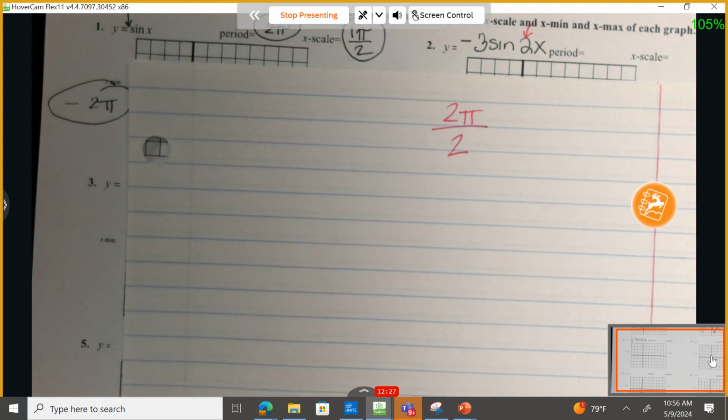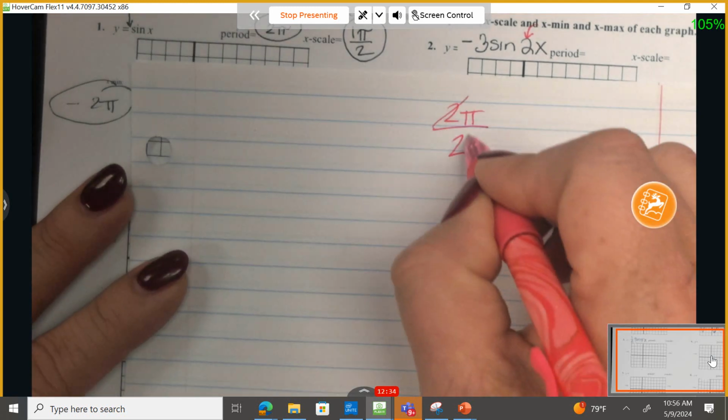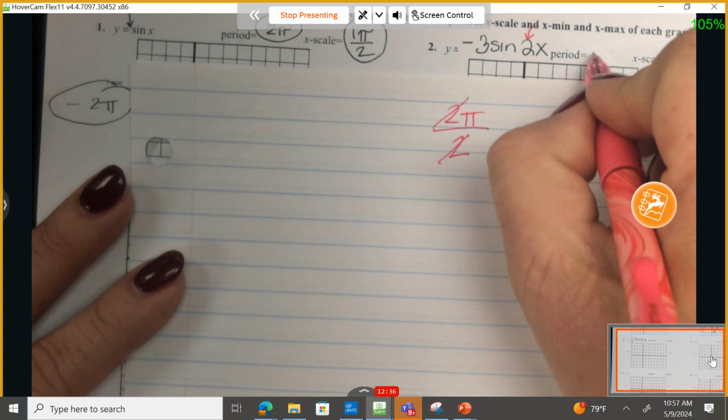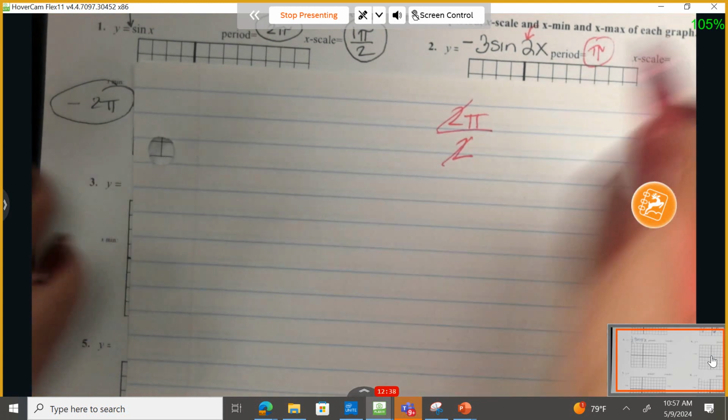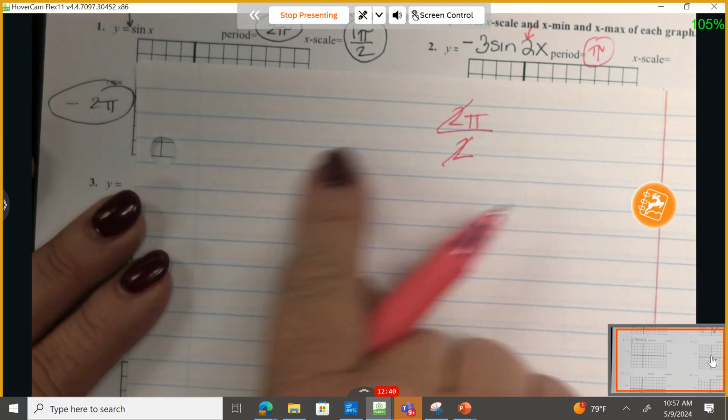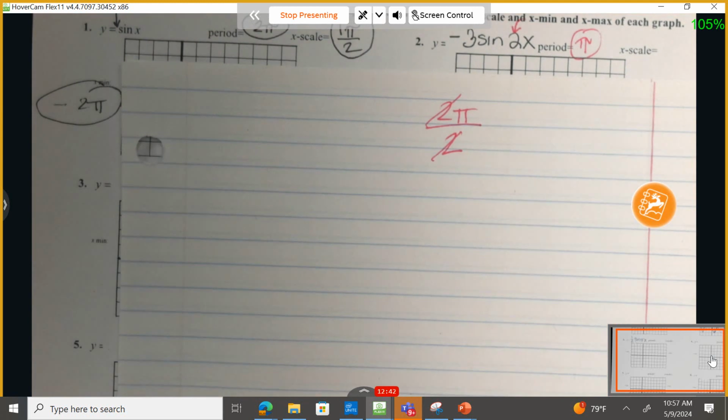The period is always 2 pi divided by whatever number is in front of the x. This time there's a number that I can see. It's not a hidden 1. When I reduce this, what am I left with? So up here, I'm going to write pi. So 1 cycle, 1 hill and valley, is going to be a distance of pi.